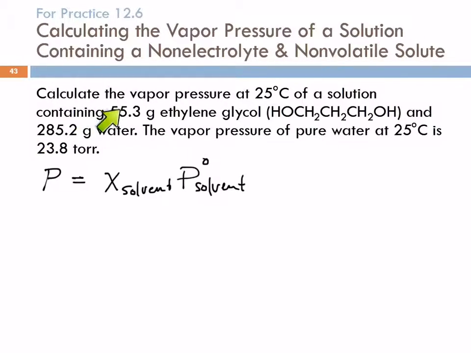So we need to know the mole fraction and the vapor pressure of pure water. Well, the vapor pressure of pure water is given to us right here. We're given masses of ethylene glycol and water. Water is going to be the solvent because there's a lot more water than ethylene glycol. Ethylene glycol is also a liquid at room temperature. So we need to convert these two masses into moles and find the mole fraction. The mole fraction of H2O will equal the moles of H2O divided by the moles of H2O plus the moles of EG.